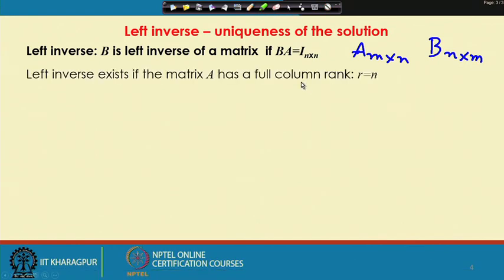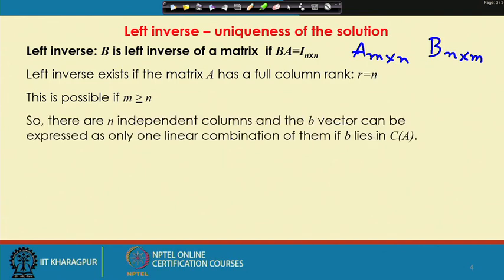And the left inverse exists if the matrix A has full column rank, or r is equal to n, which is possible similarly when the number of rows is greater than or equal to the number of columns. Then we can have all columns independent, and the number of independent columns is equal to the number of independent rows. So, we will also have n independent rows.